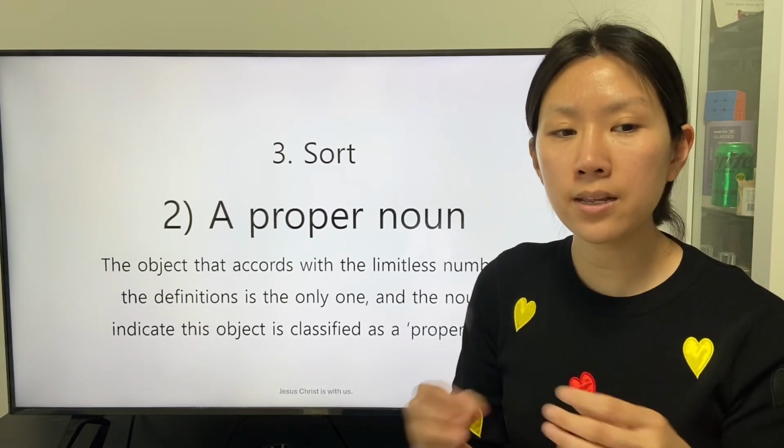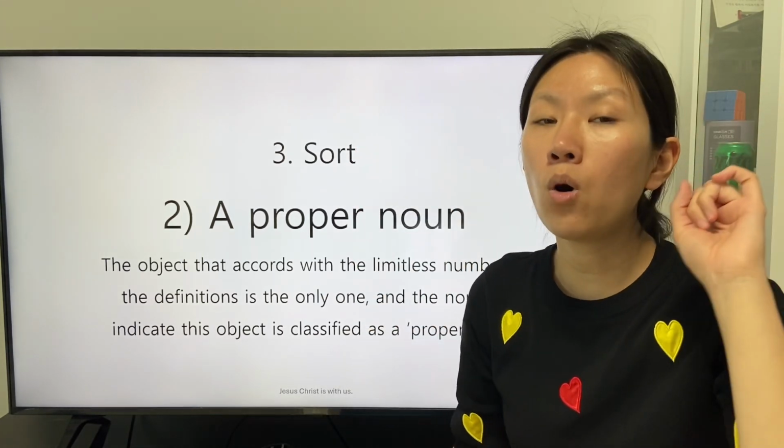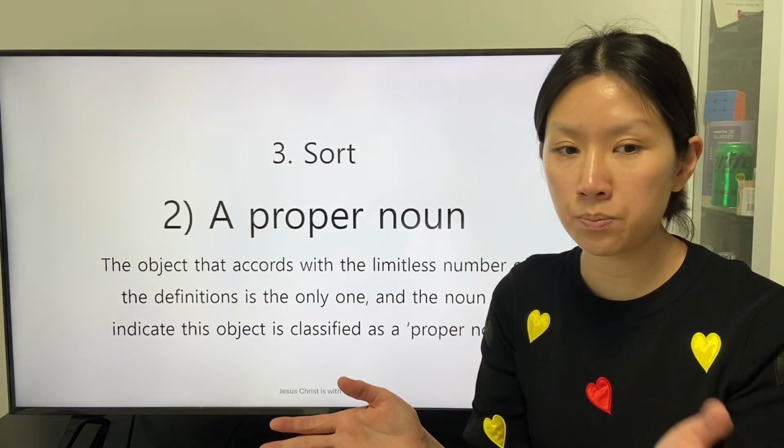The object that occurs with a limitless number of the definitions is the only one, and the noun to indicate this object is classified as a proper noun.